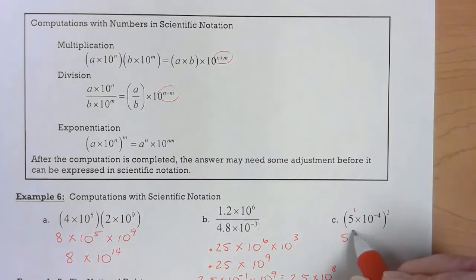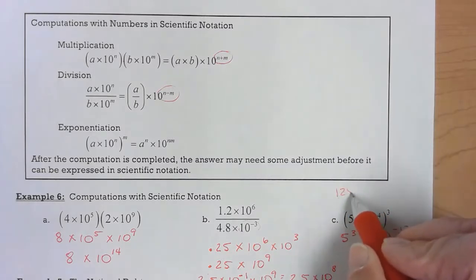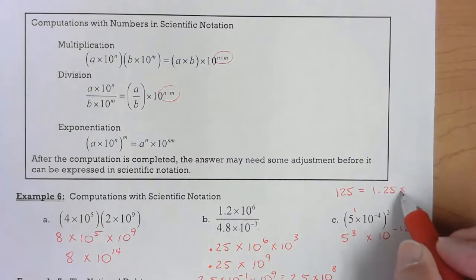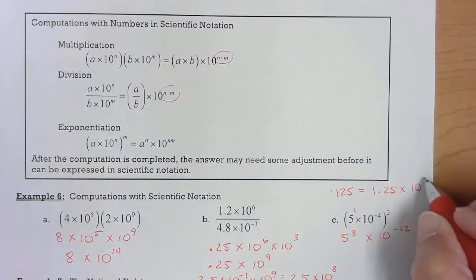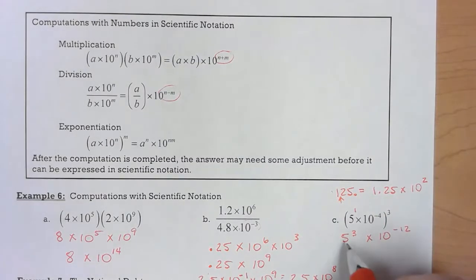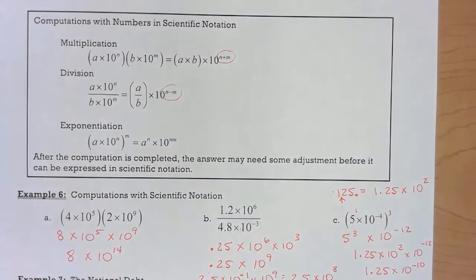So I'm going to have 5 to the third times 10 to the negative 12. Well, 5 to the third is 125. Let me put that right here. So if I change that, that'd be 1.25 times, since this is a large positive number, I'm going to have positive exponents. So because I have to go decimals here, got to move it here. So that becomes 1.25 times 10 to the second times 10 to the negative 12. So my answer on this would be 10 to the negative 10.